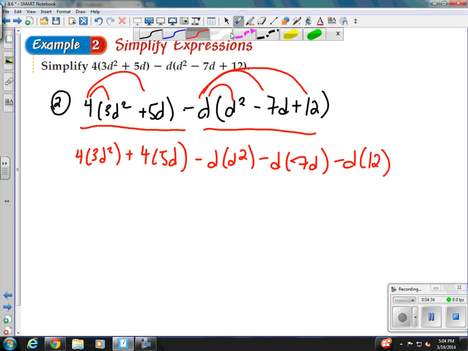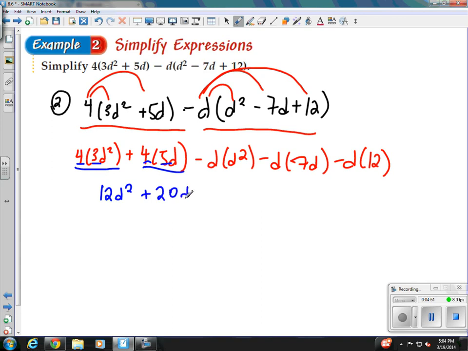So now we come through and we just multiply one at a time. So 4 times 3d squared. Multiply the numbers, so 4 times 3 gives us 12. The d squared is by itself. All right, 4 times 5d. 4 times 5 is 20. Our d drops down. Now it's a negative d to the first times d to the second. So I have a 1 and a 2. But also, remember, that's like a negative 1 times a positive 1, which is going to be a negative. And then 1 plus 2 makes d to the third.